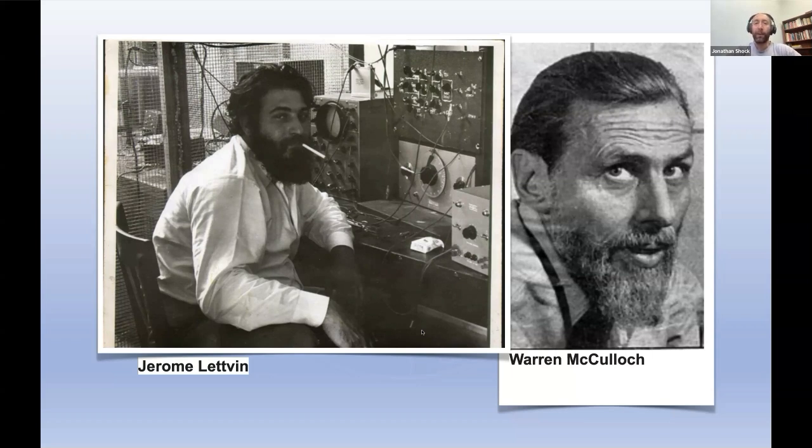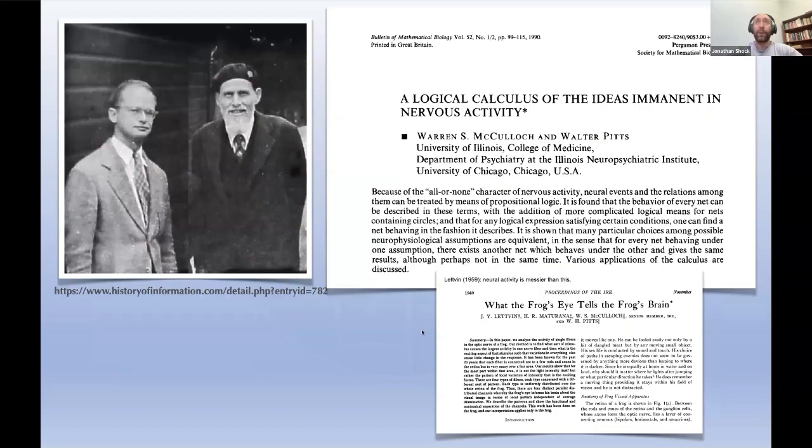They reason that actually you can come up with a mathematical model of the neuron. And this is what they do. They come up with a paper which is called A Logical Calculus of the Ideas Immanent in Nervous Activity. And papers really don't have the sorts of titles that they used to have. This, I think, is a rather glorious title. And this is the first paper which really tries to put into a mathematical form what is happening in the neuron. And they say here, because of the all or none character of nervous activity, neural events and the relations among them can be treated by means of propositional logic, a very basic form of mathematics.